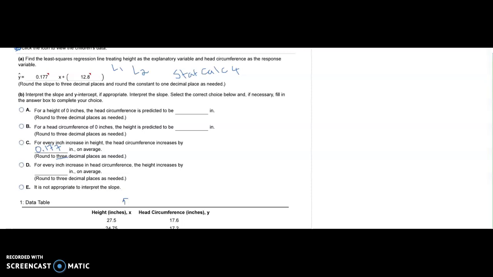Now the y-intercept, which I think is part C, is 12.8. That means if there is no height, if the height or x is 0, so I'm going to write that down over here. If height is 0, does it make sense to have a head circumference of 12.8? If you have no height, you have no head circumference, because if you're a height of 0, you don't exist. So it does not make sense to interpret the y-intercept in this case, because that height of 0 is not appropriate.